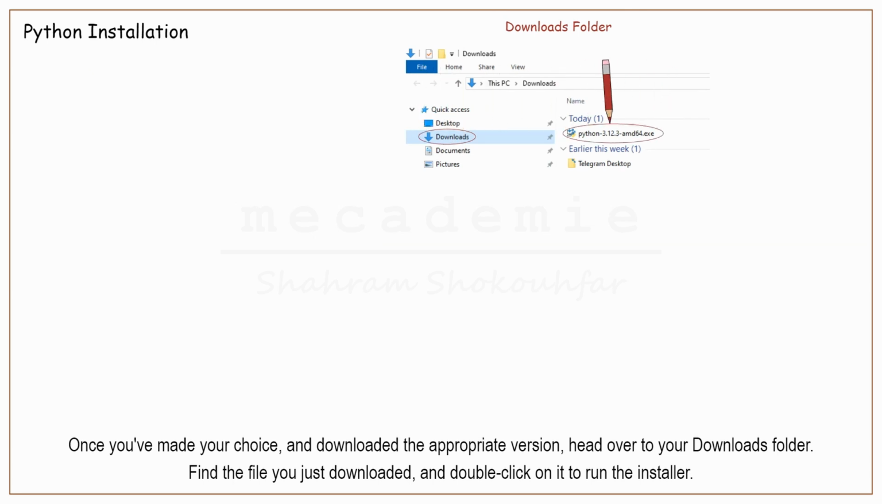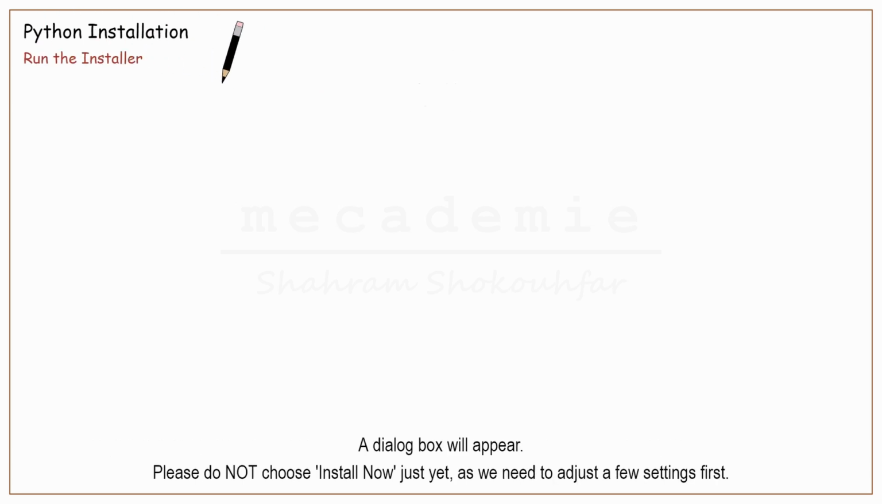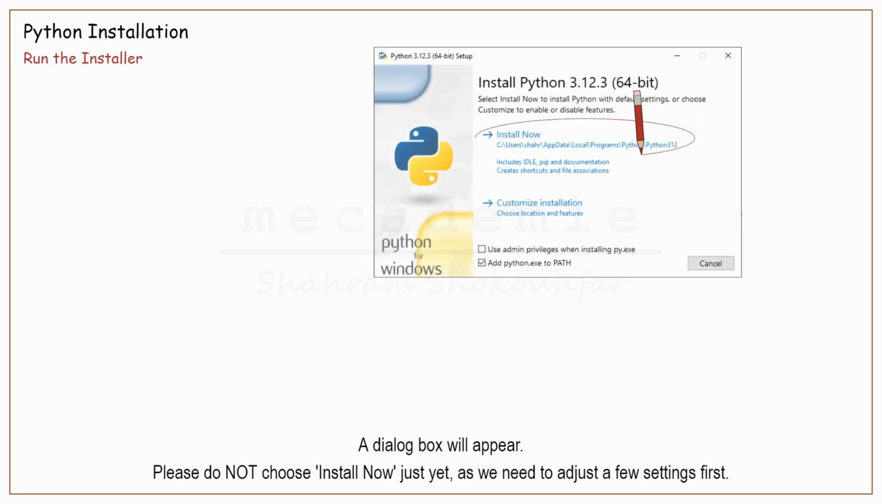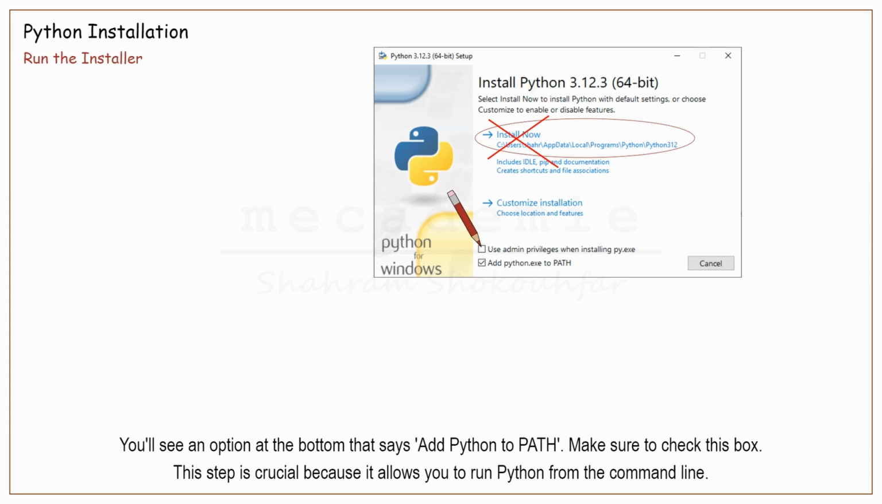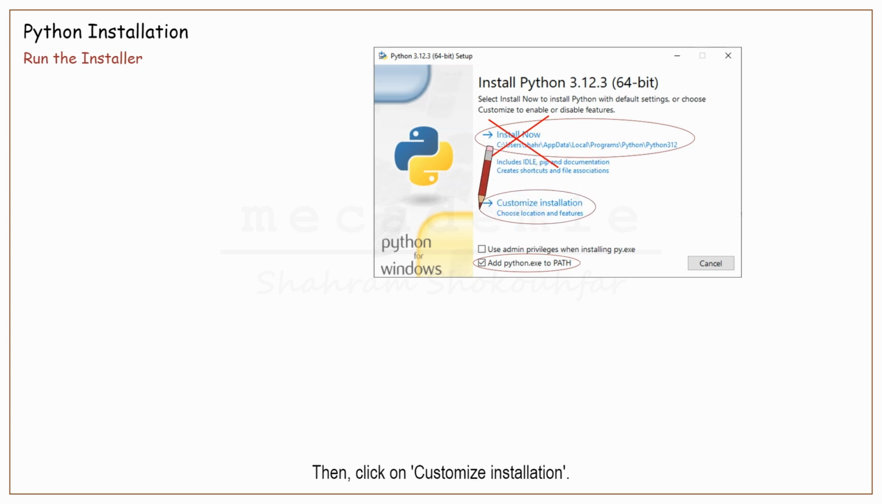Find the file you just downloaded and double-click on it to run the installer. A dialog box will appear. Please do not choose Install Now just yet, as we need to adjust a few settings first. You'll see an option at the bottom that says Add Python to PATH. Make sure to check this box. This step is crucial because it allows you to run Python from the command line. Then click on Customize Installation.